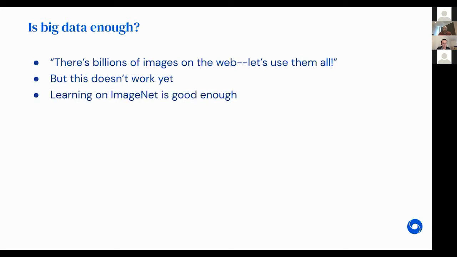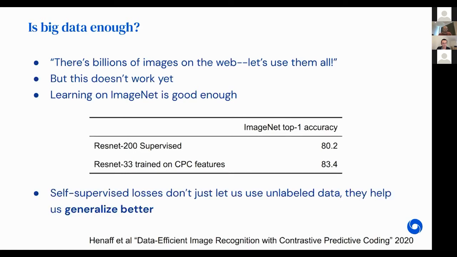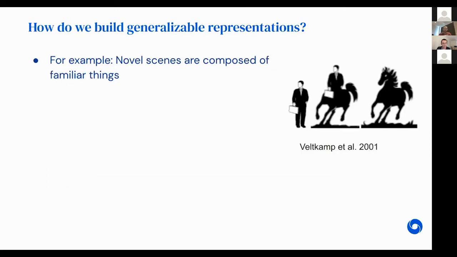However, it turns out that learning on ImageNet is good enough. As Aaron was mentioning, if you train a network with self-supervised learning on the same data, you actually do better than one that's trained in the naive supervised way. So this indicates that there might be a slightly different story that we might tell ourselves: that self-supervised losses don't just let us use unlabeled data, they can also help us generalize better. So why might that be the case? Well, I would argue that generalization is really about inductive biases, and it might be the case that we can actually learn inductive biases that will help us on downstream tasks.